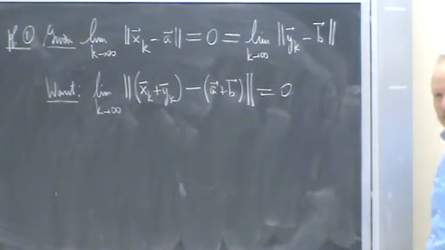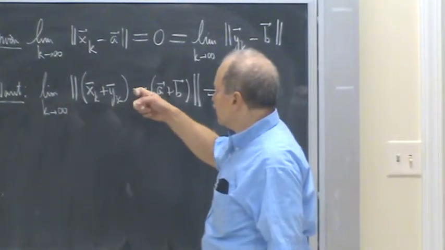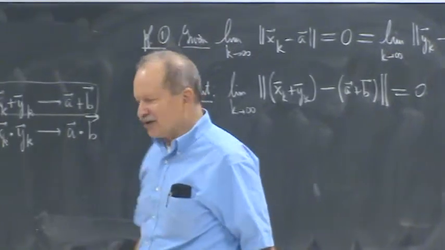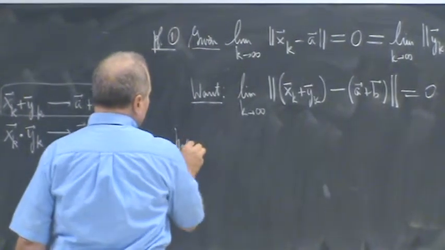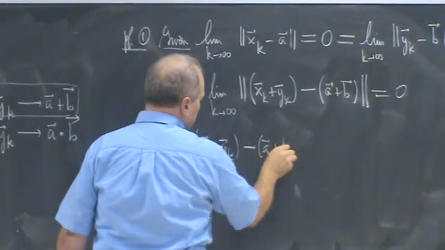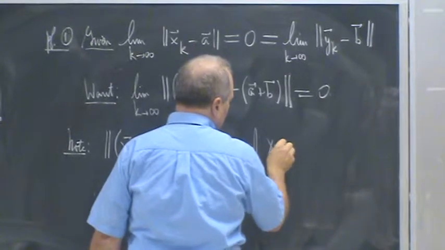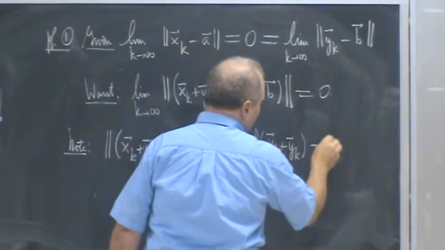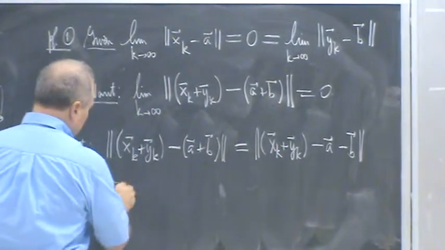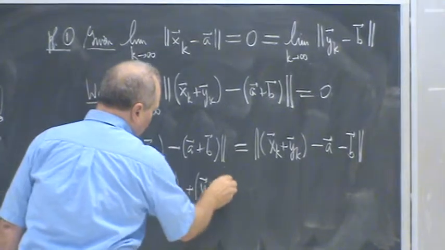So the question for you to ponder is how do I relate this quantity to these quantities? Distribute the negative and then regroup. Very good, Mallory. So note xk plus yk minus quantity A plus B is the same thing as xk plus yk minus A minus B. And Mallory's wanting me to regroup those things and put the minus A next to the xk and the minus B next to the yk.